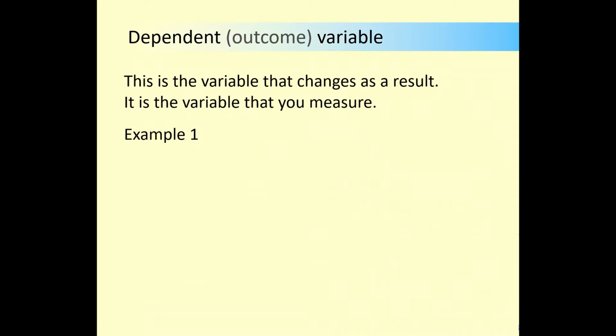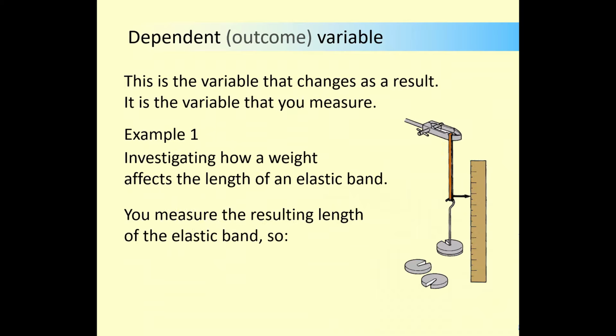This is the variable that changes as a result. You have no control on this, but this depends on independent variable. So the length of the elastic band is the dependent variable.